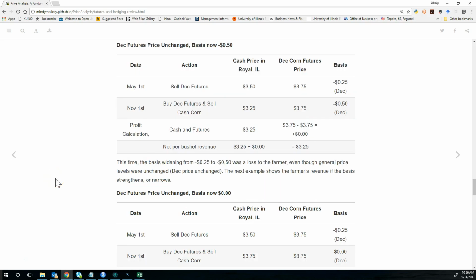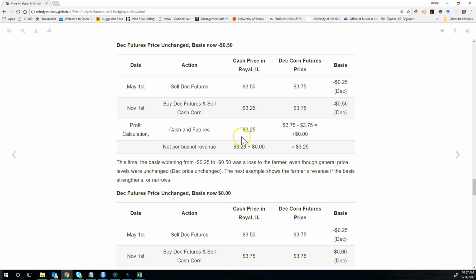Okay, now just to illustrate cleanly how the basis affects this calculation, consider now the very unlikely scenario where the December futures price is unchanged between May 1st and November 1st. He sees $3.75 on May 1st. Growing season happens, he harvests, we get to November 1st, he sees $3.75 again. However, on May 1st, the basis against December was 25 cents under, and on November 1st, the basis has widened to 50 cents under the December futures contract. So that means the price he's seeing in his cash market is 50 cents under December, or $3.25.